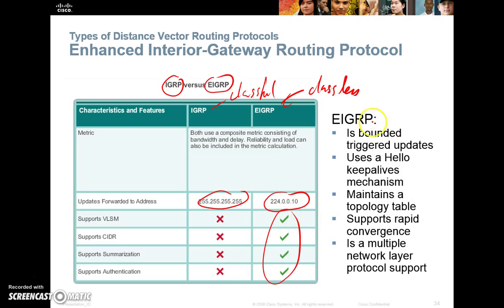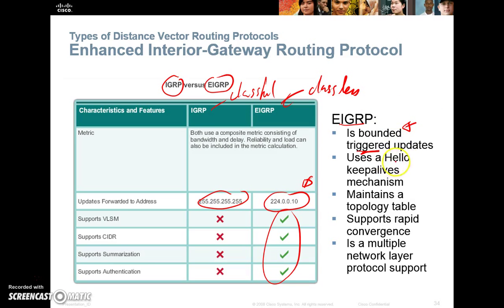Another one of the main features of EIGRP is that it uses triggered updates. That means the updates are only triggered when there's a change in the topology. And it's bounded, meaning it's bounded within the multicast address. You only send the updates to the routers that need to know the change. If a router does not need to know the change, you will not send the update. Again, it helps to save bandwidth.